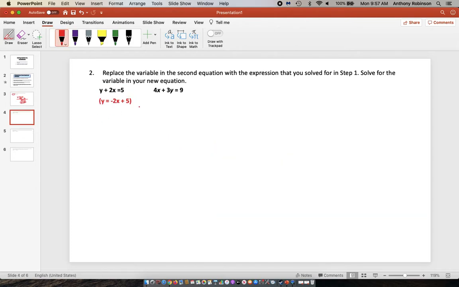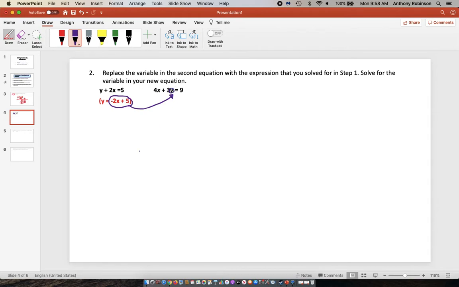Replace the variable in the second equation with the expression that you solved for in step 1. Solve for the variable in your new equation. So basically what it's saying is I have this new equation where I have the isolated y, and now I can take the expression that is equal to y, so in this case negative 2x plus 5, and I can go ahead and plug that expression into the second equation for my y.